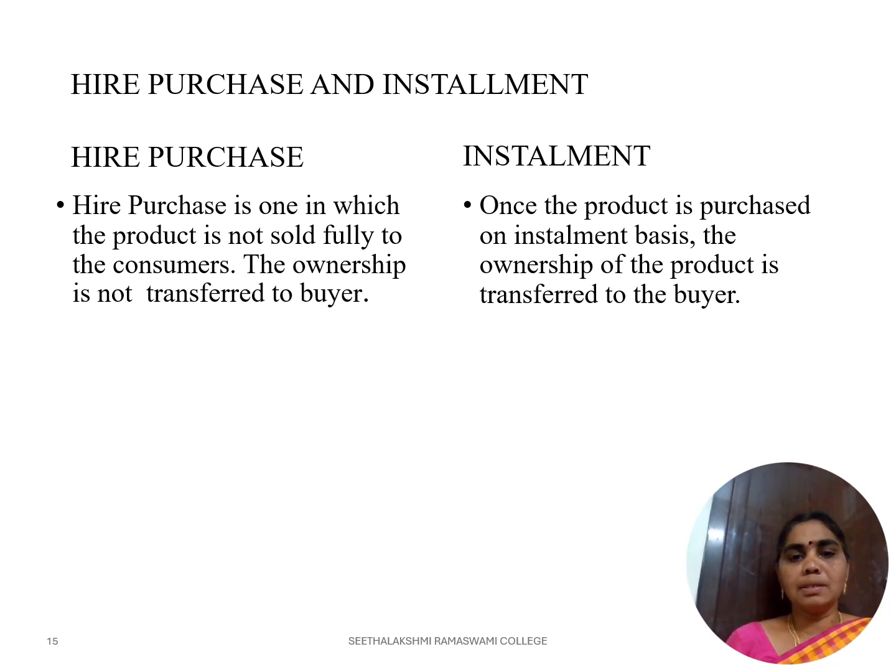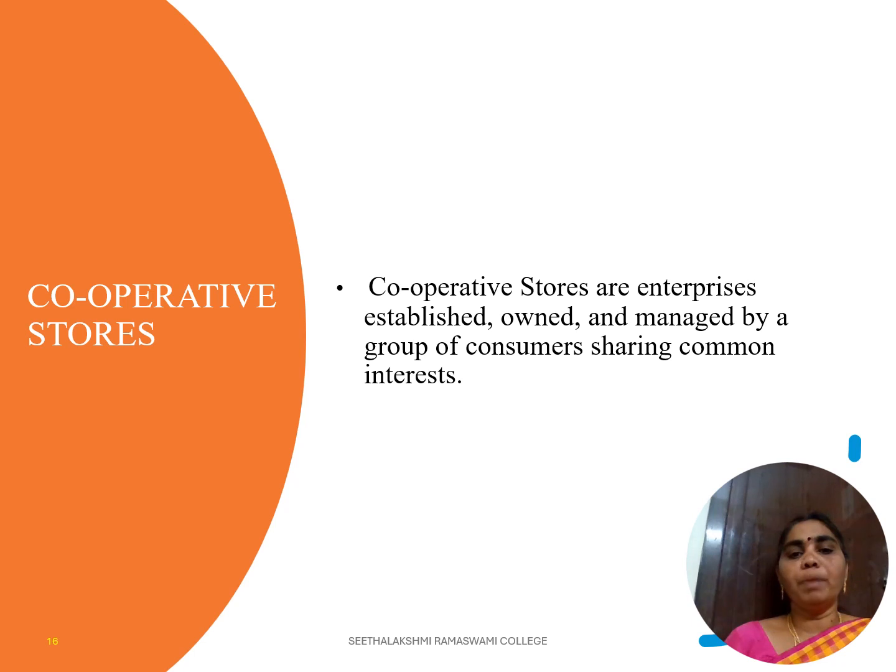In the case of installment purchase, once a product is purchased, the product as well as the ownership is transferred to the buyer. In this case, if the buyer fails to repay the installment amount, the seller cannot seize the product. The next category is cooperative stores.